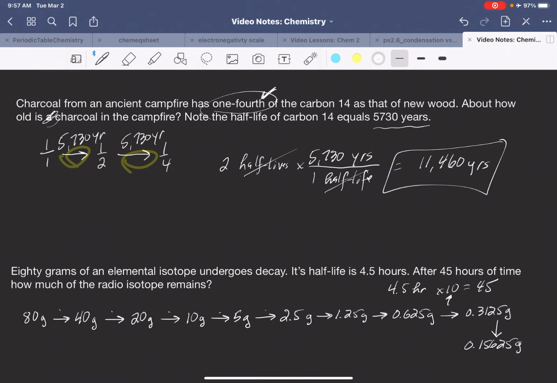It gives you your answer, right? So that's 5, 6, 7, 8, 9. We need one more. And then half of this would be 0.078125 grams. All right.